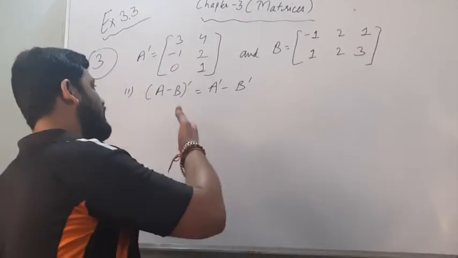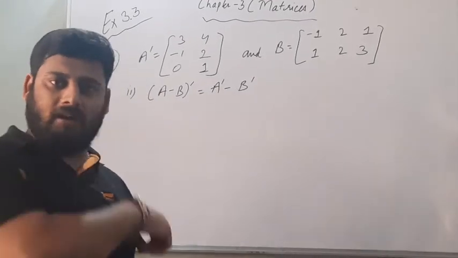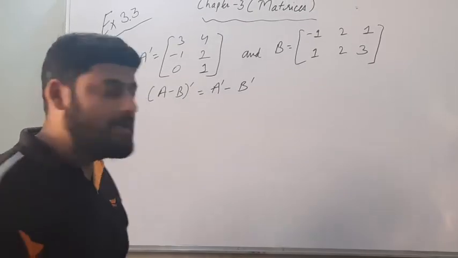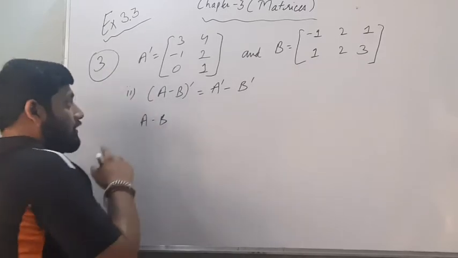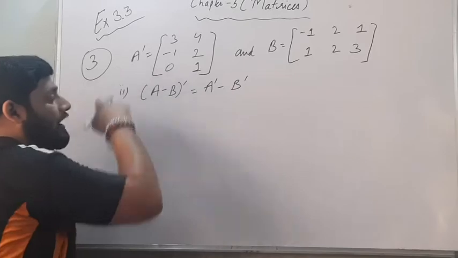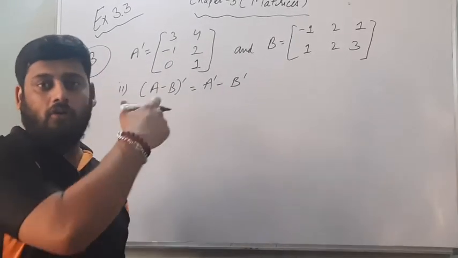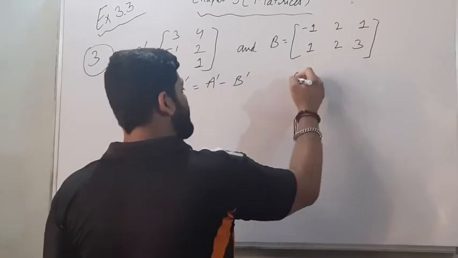So for this we will carry on with the same approach which we applied in the last question, and we will first find A minus B. So A minus B is, in this question, to find A minus B, first we have to find what A is. We don't know A. We know A transpose, but we don't know A. So first we'll find A.